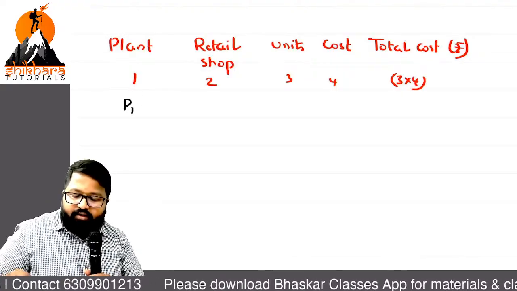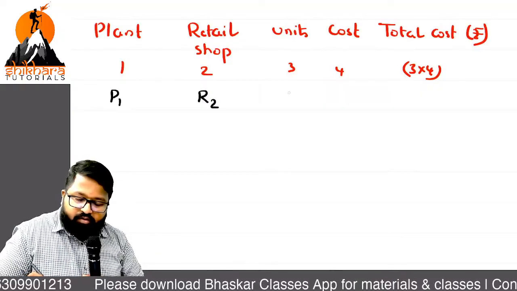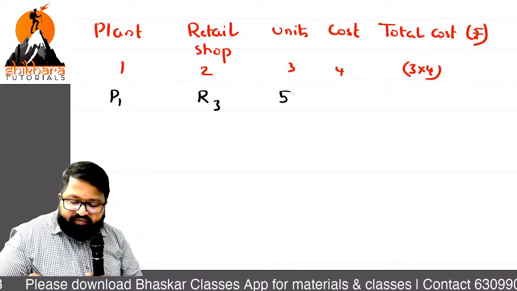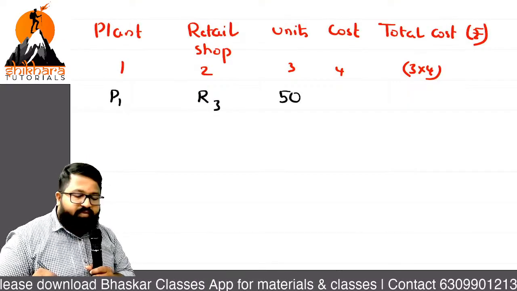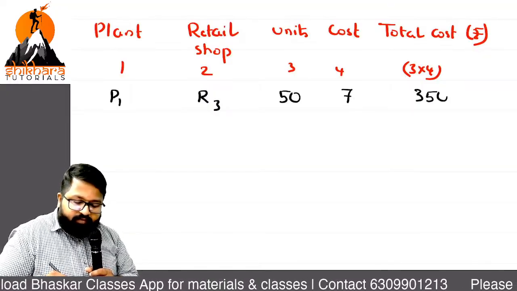P1 is a plant. Where are we going, ma'am? R2. How many units? R2 or R3? R3. How many units, ma'am? 50 units. What is the cost per unit? 7. Okay, that is 350.